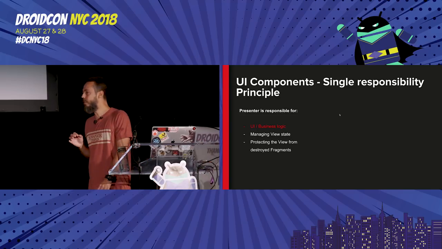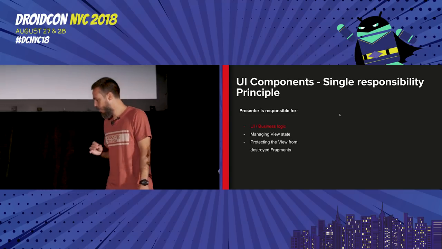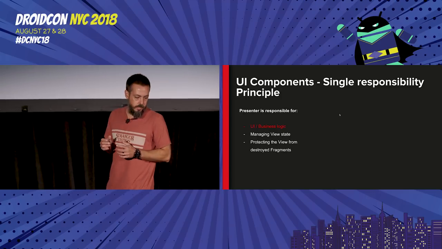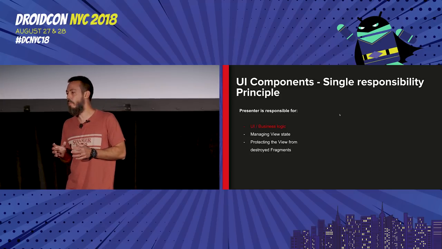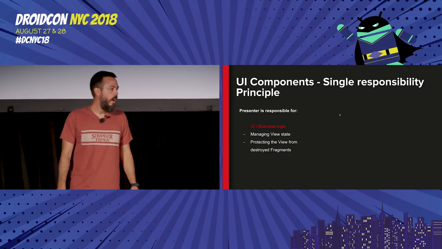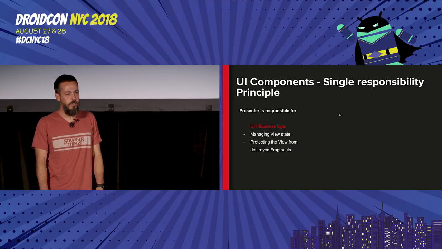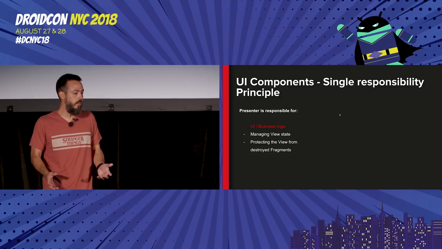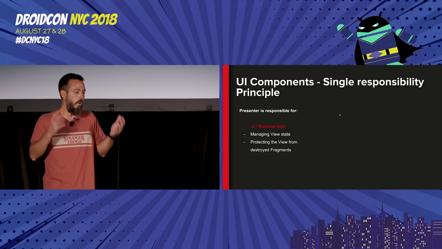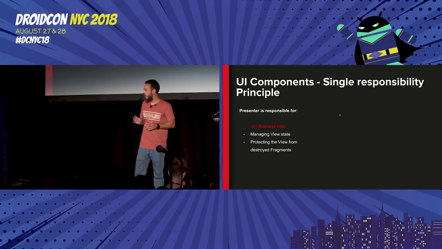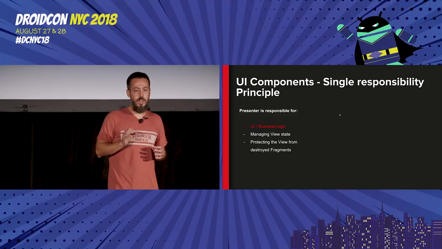And the third and last one is that one of the responsibilities of the presenter is to protect the view. I'm pretty sure most of you have encountered exceptions when you try to do something with a context or with a fragment that is not valid anymore. So the fragment was destroyed and you are trying to do something, Android just throws an exception and your app crashes. In order to protect against these things, we don't want to add a bunch of ifs.